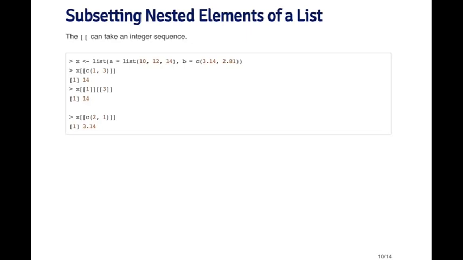And so I can extract it by passing the vector 1, 3 to the x list using the double bracket operator. And that's equivalent to kind of doing this double subsetting of 1 and 3. I can also extract the first element of the second element by passing the integer vector 2, 1 to get 3.14.